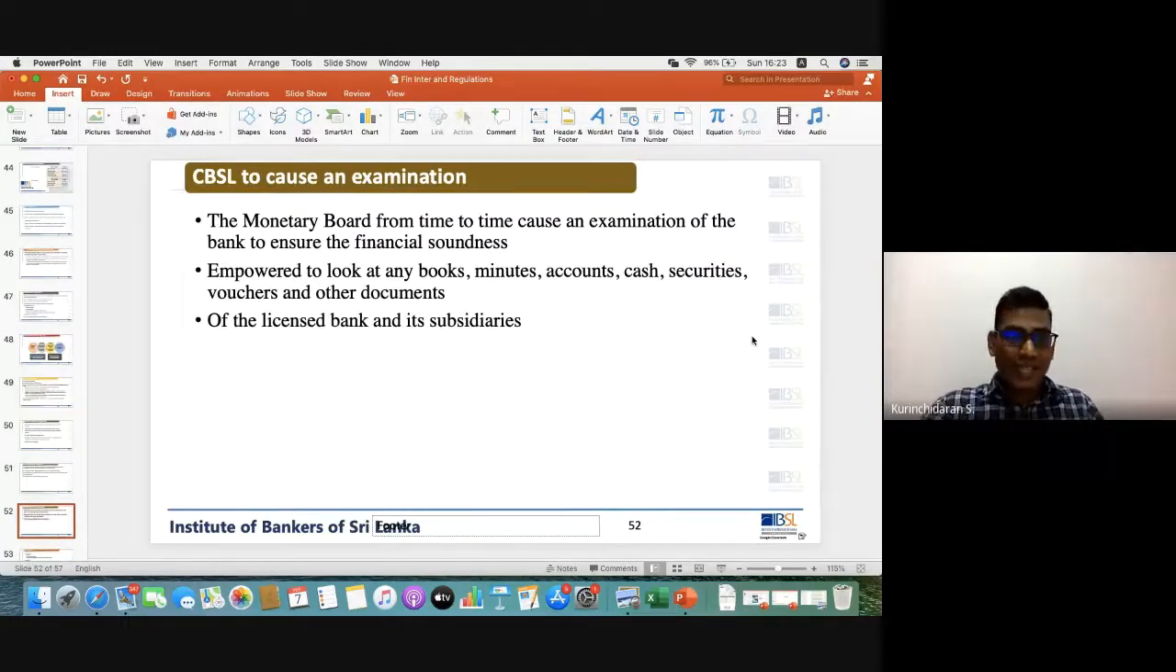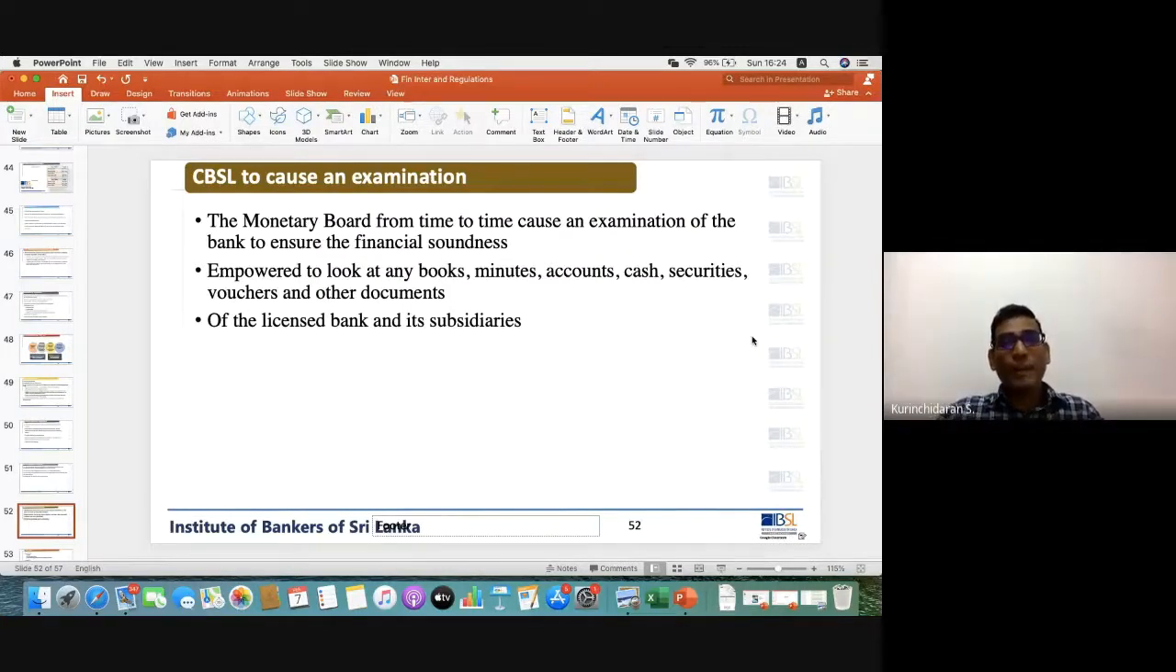And the Banking Act also says the Central Bank of Sri Lanka is to cause an examination. That means the Monetary Board, from time to time, causes an examination of the bank to ensure financial soundness. Now the banks are under supervision. So from time to time, the Bank Supervision Department under the Director of Bank Supervision visits the bank and performs the examination to ensure that financial soundness is there, that in the foreseeable future the bank is having no issues, or that sustainability is ensured.